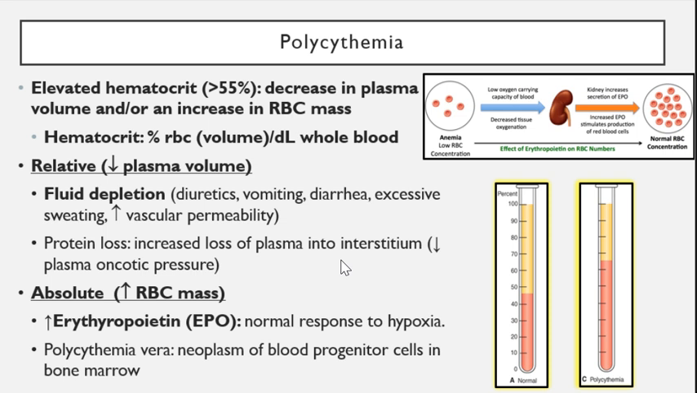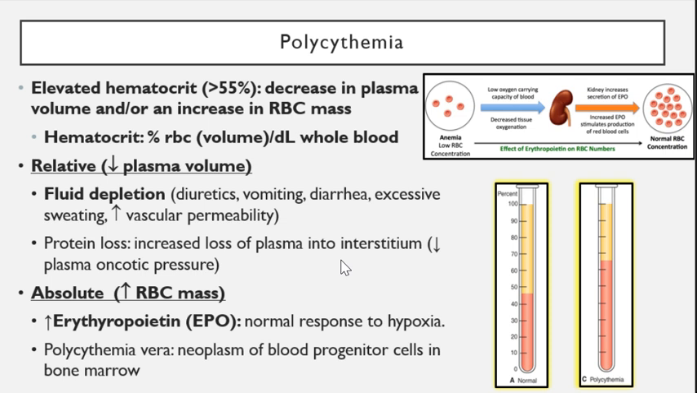Also protein loss. We're going to be talking about this in the blood pressure material a little bit later, so I'm not going to emphasize it too hard here. But there's this concept called plasma oncotic pressure, and if you don't have proteins in your blood, the water will follow the proteins, and so you can have decreased fluid because of this. Long story short, you can have polycythemia because of the lack of liquid in your blood.